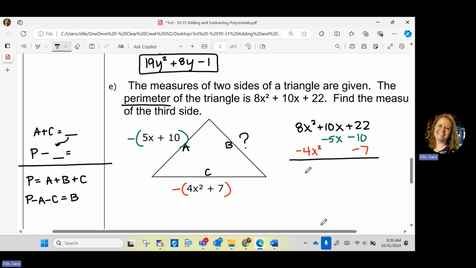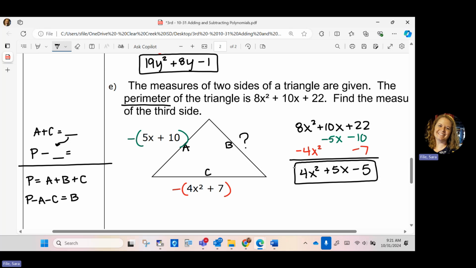So now I'm going to go down and combine these. 8x squared and negative 4x squared is 4x squared. 10x minus 5x is plus 5x. And 22 minus 10 is 12, minus 7, is 5. So that's the third side.